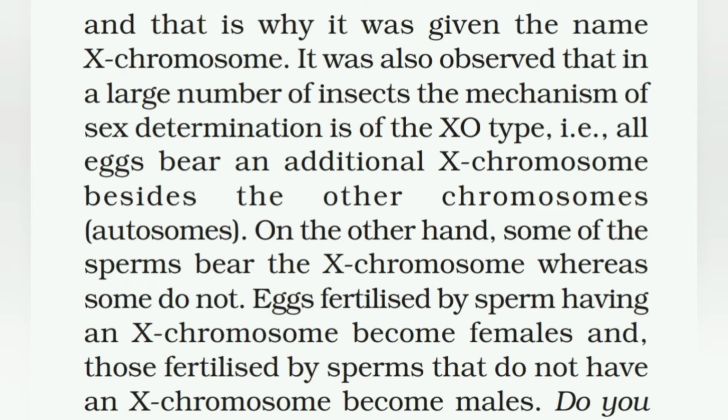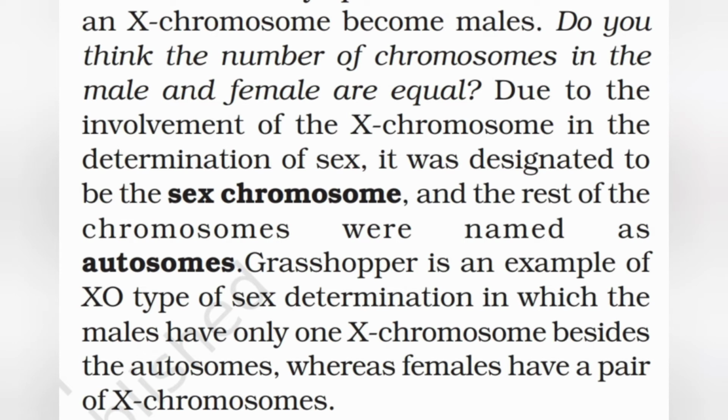It was also observed that in a large number of insects, the mechanism of sex determination is of XO type, that is, all eggs bear an additional chromosome, X chromosome, besides the other chromosomes. Other chromosomes are known as autosomes. On the other hand, some of the sperms bear X chromosome, whereas some do not. Eggs fertilized by sperm having an X chromosome become female, and those fertilized by sperm without it became males.